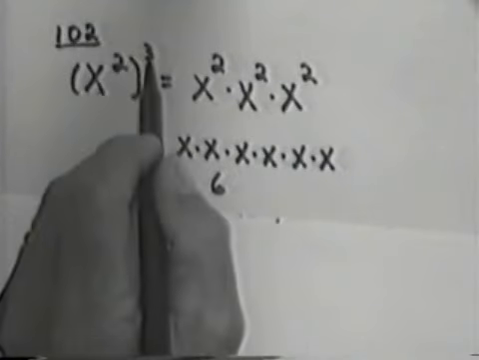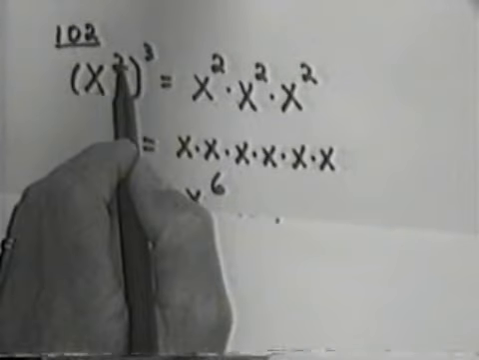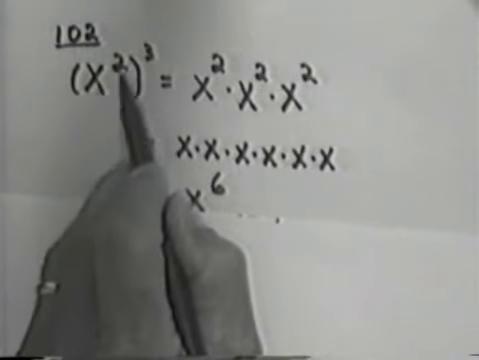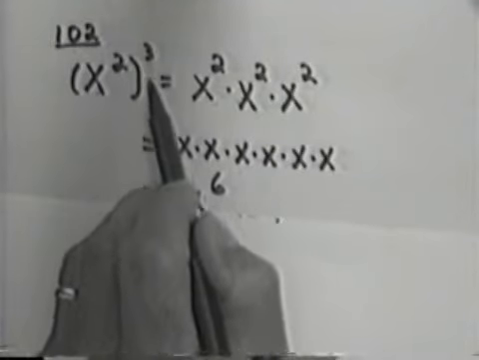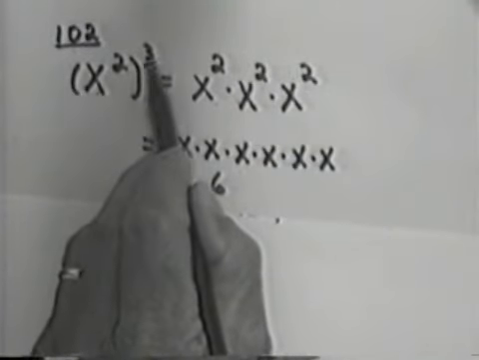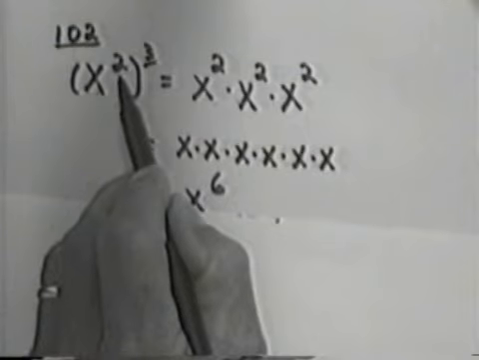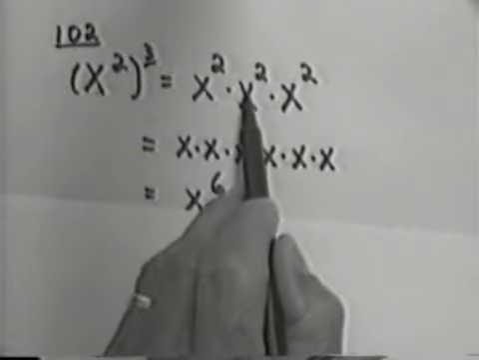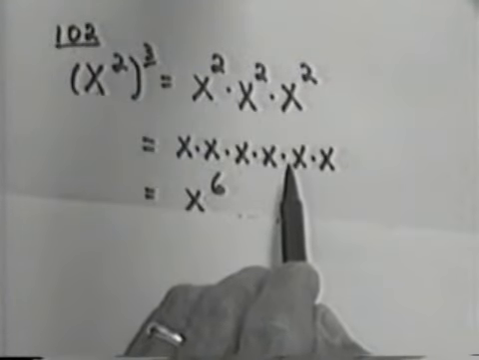Now let's consider an example in which we are raising a power to a power. Notice that x squared is a power. We are raising x squared to the 3rd power. So we're raising a power to a power. Now looking inside the parentheses, x squared is the base. The exponent is 3. So this exponent 3 tells me to use x squared as a factor 3 times. So I write down x squared times x squared times x squared.